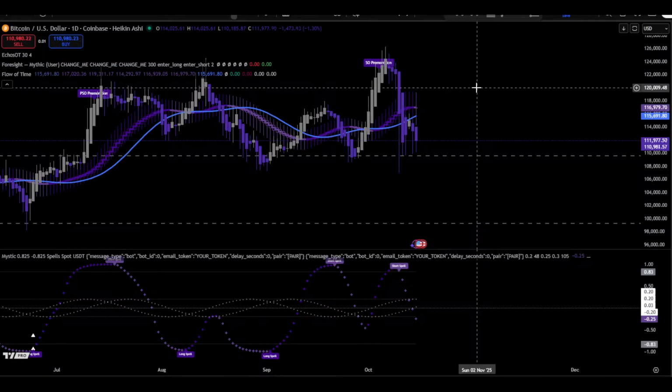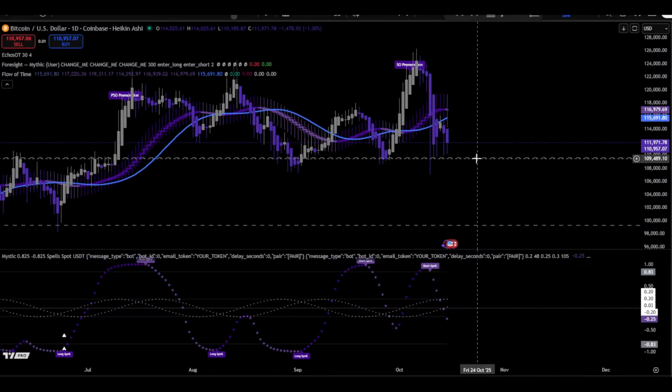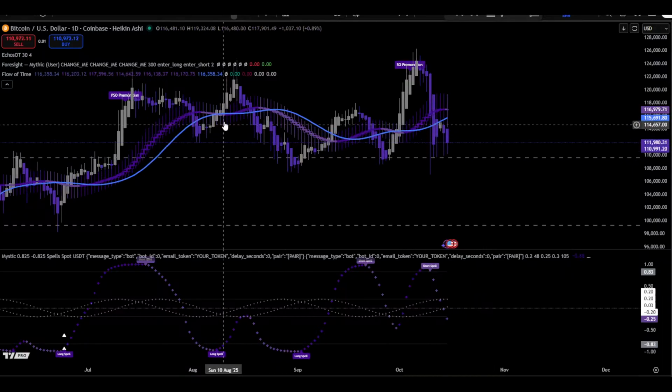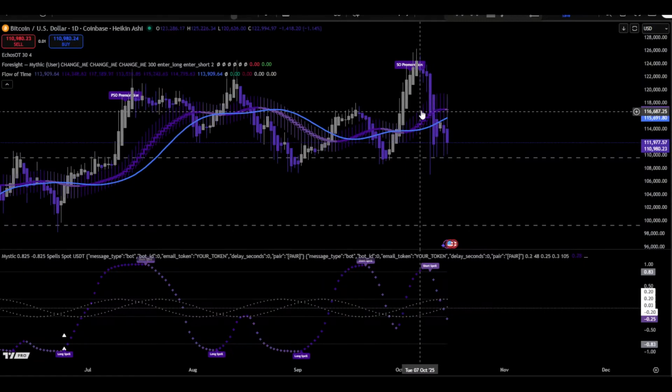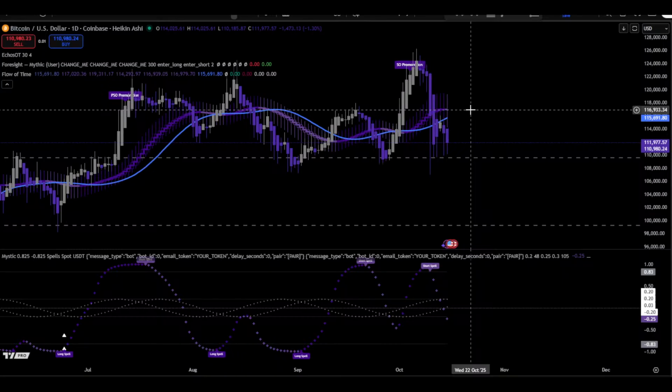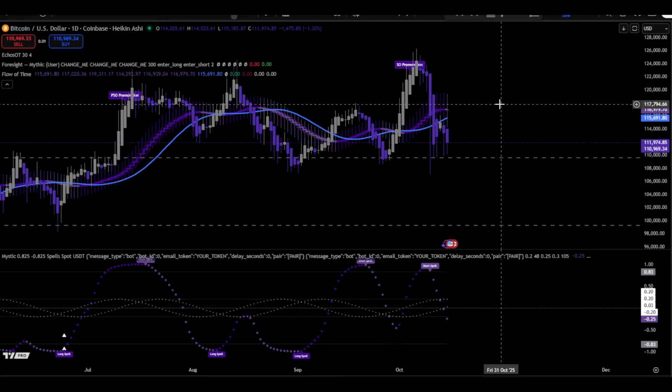Not a lot to really discuss about Bitcoin until it decides if it's going to start closing below this line or not. You can tell by the flow of time that it's sort of snaking around here. We are making the turn over. So we'll just have to watch and see what happens in the next few days with Bitcoin.